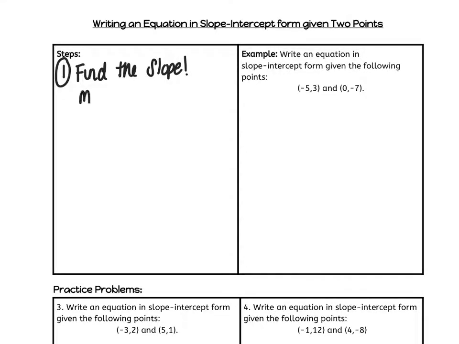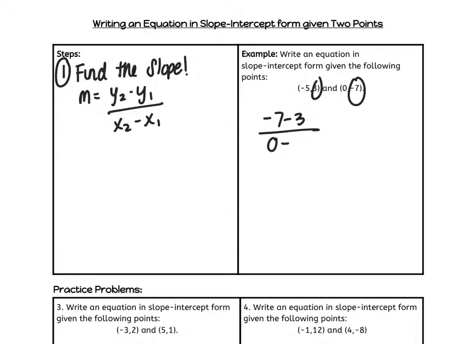You remember your slope is equal to y2 minus y1 over x2 minus x1. So if my 2 points on my line are (-5, 3) and (0, -7), I'm going to start by putting my y's at the top. So I'm going to have -7 minus 3, and then I'm going to have 0 minus -5. When I do my math, I should end up with -10 at the top, and I should end up with 5 at the bottom.